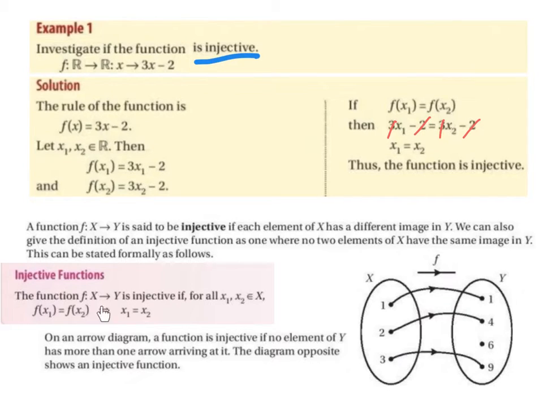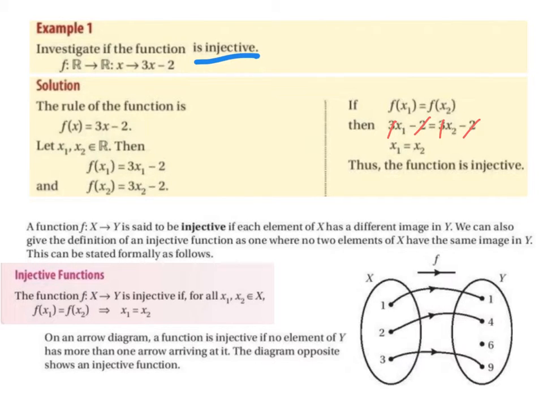So we followed this formal definition to arrive at this. If f of x1 is equal to f of x2, therefore x1 is equal to x2. So this is the definition of an injective function. But what this really means in English is that each x value goes to only one y value, and each y value is only connected to one x value.